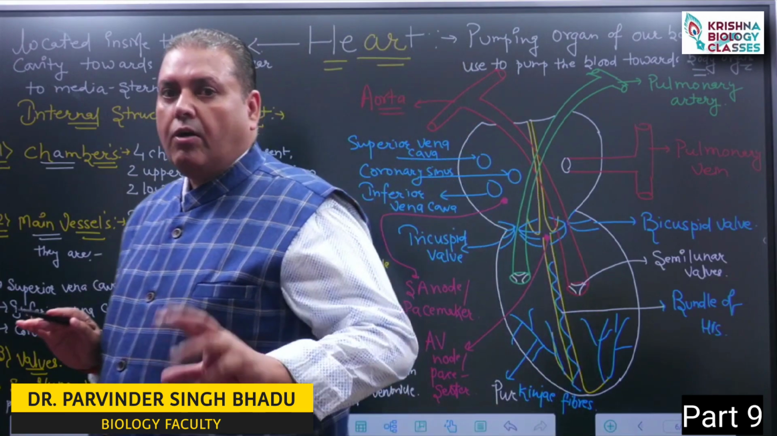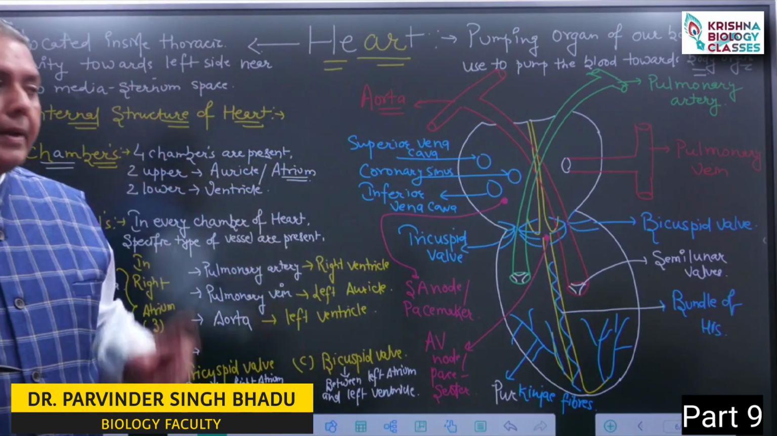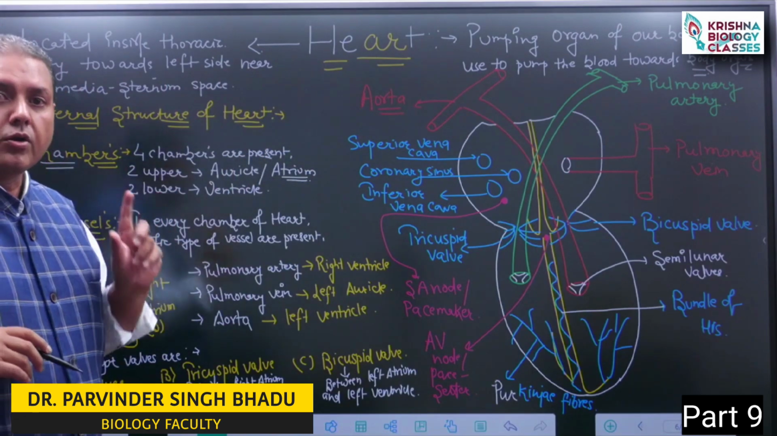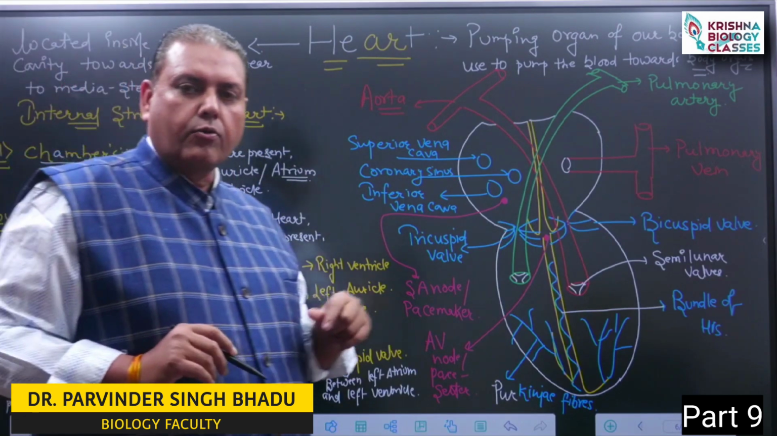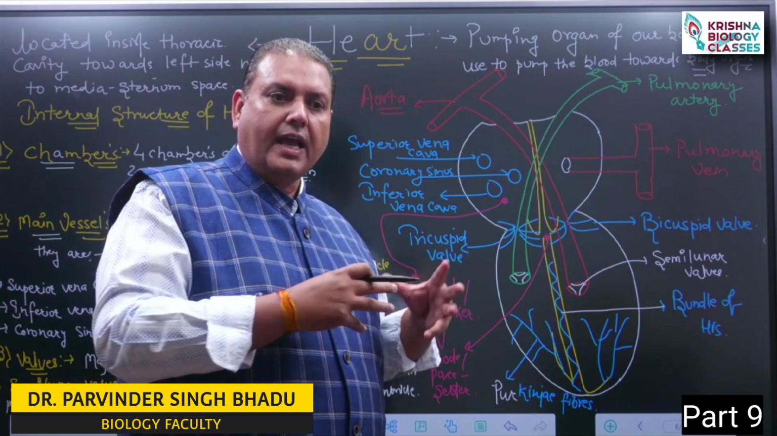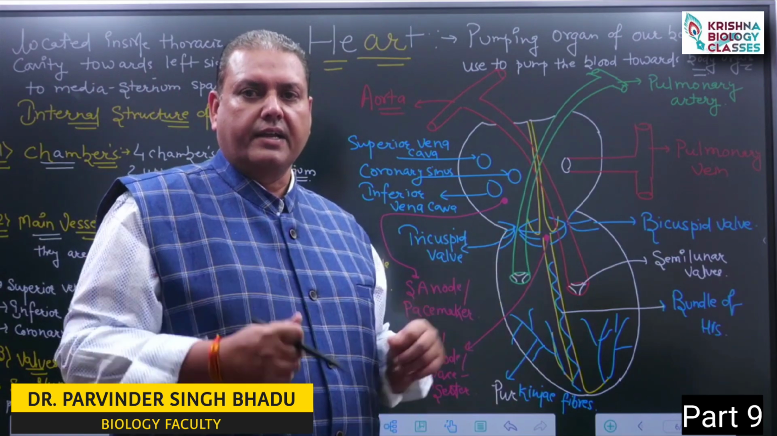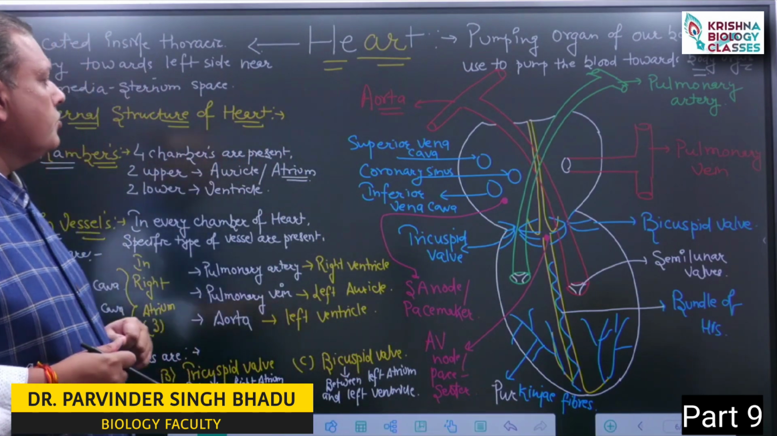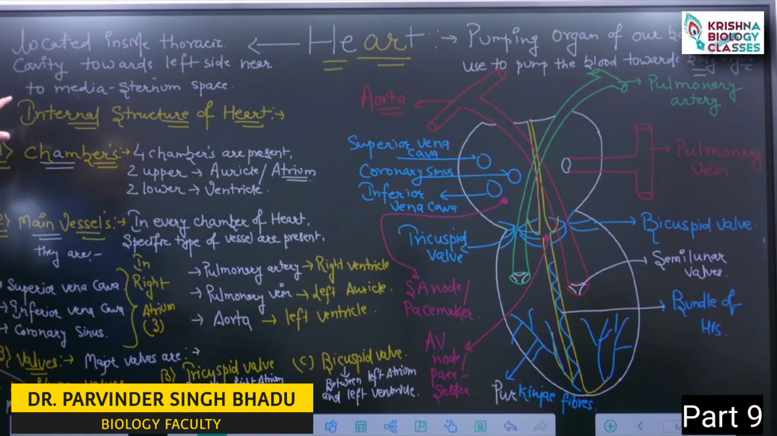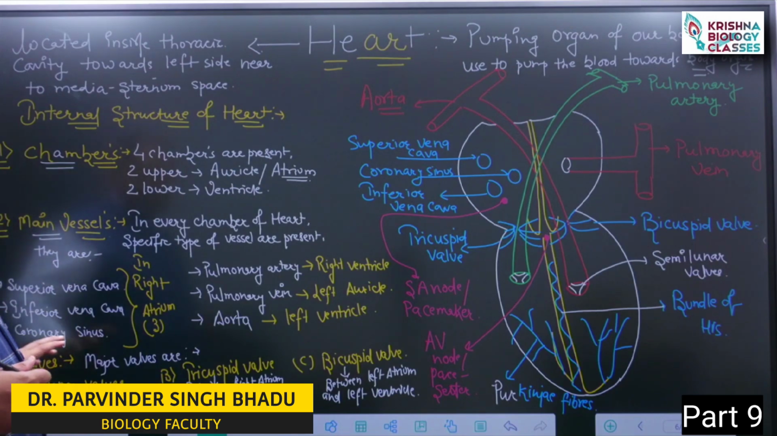Now, how to remember the internal structure? Because sometimes a 5-mark question comes: with the help of a labelled diagram, explain the internal structure of the heart. So you need to remember that inside the heart chambers, vessels, and valves are present. So we need to remember the different types of chambers, main vessels and valves.